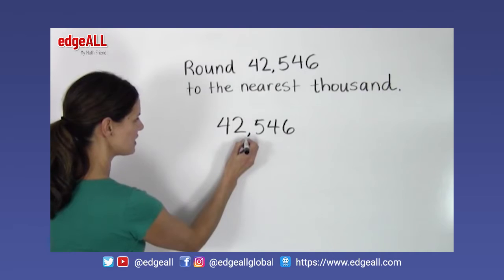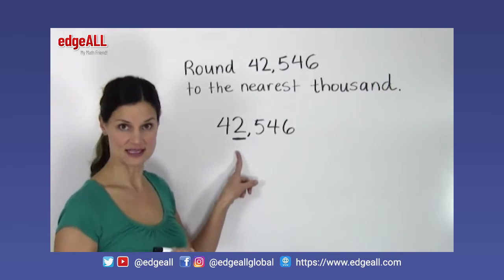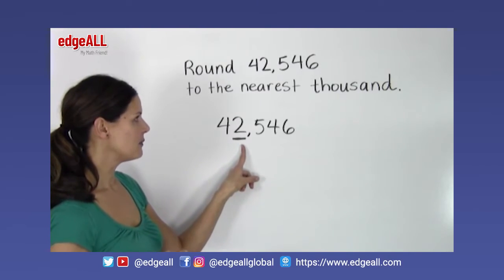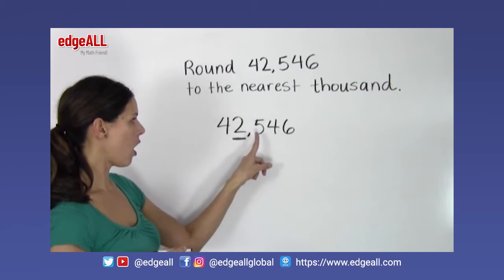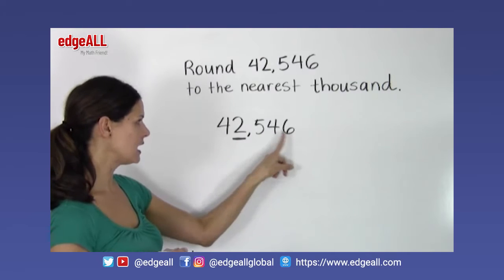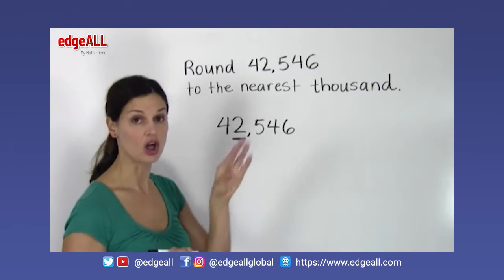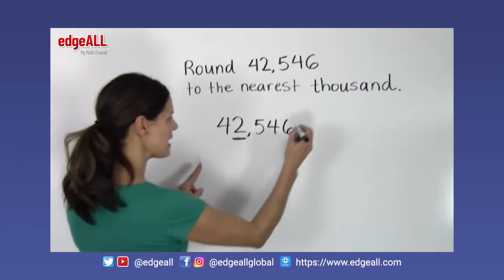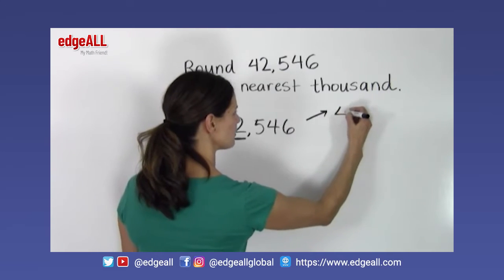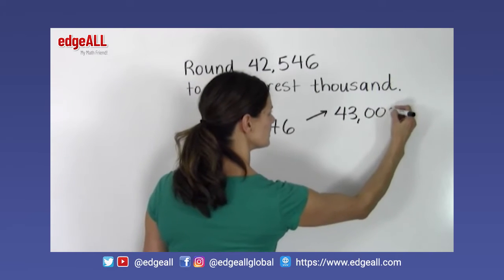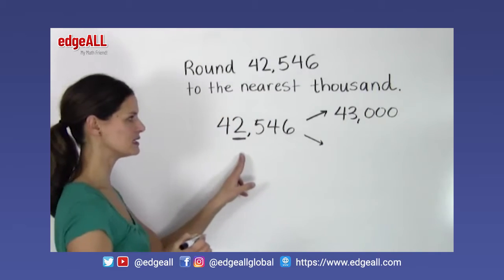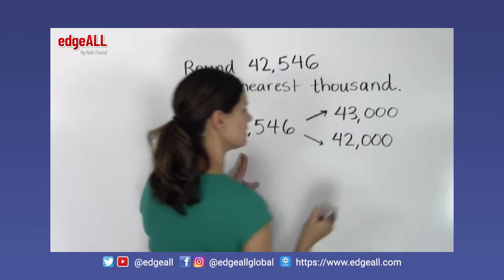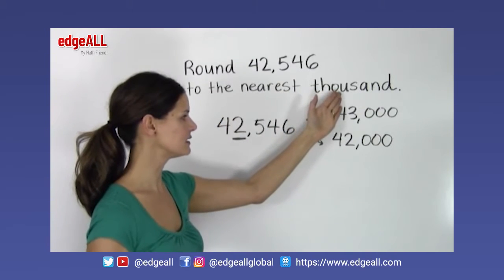42,546. So I'm going to underline my thousand place, which is the 2 in this case. And I know that when I round to the nearest thousand, all the place values to the right of my thousands place are going to be zeros. So there are 2 options here for my answer. I am either going to round up to 43,000, or I'm going to round this number down to 42,000. This is rounding to the nearest thousand.